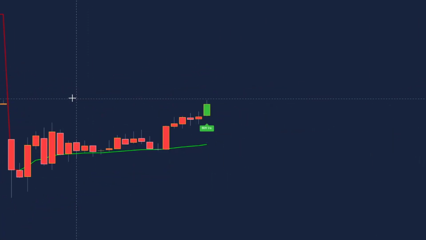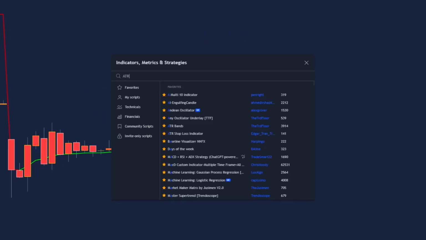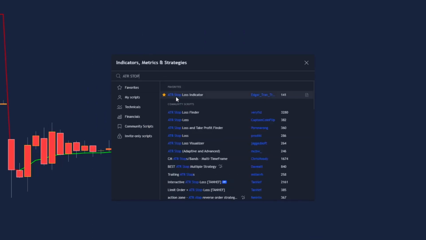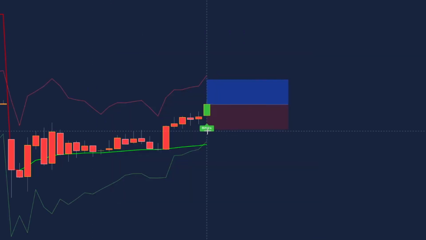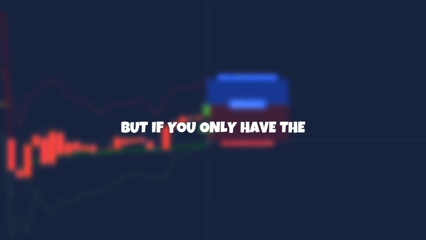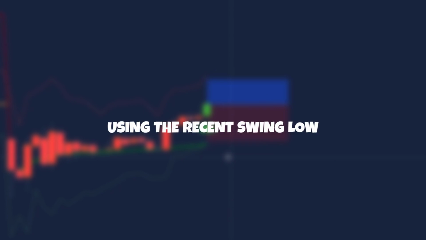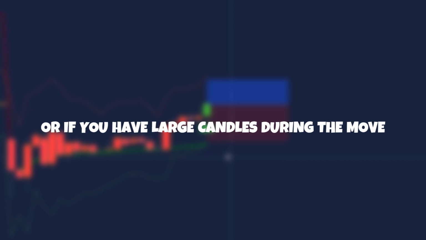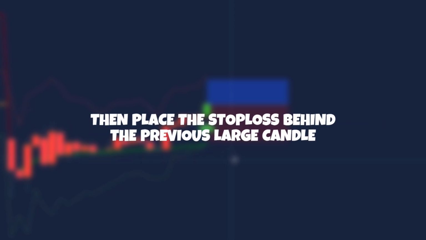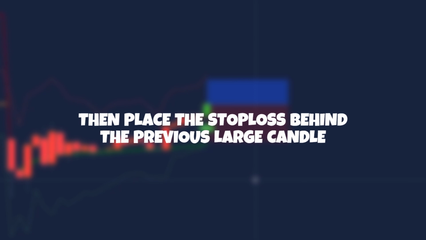Enter on the close signal candle here. We can use the ATR stop loss indicator with default settings to mark the level. It's this indicator right here, but if you only have the free TradingView and can only access 2 indicators, then I recommend using the recent swing low to place your stop loss, or if you have large candles during the move, then place the stop loss behind the previous large candle.